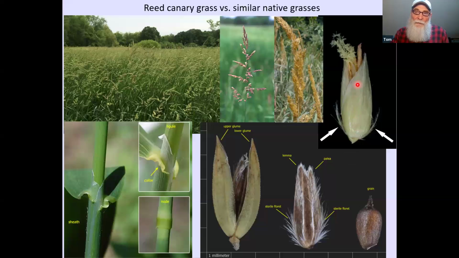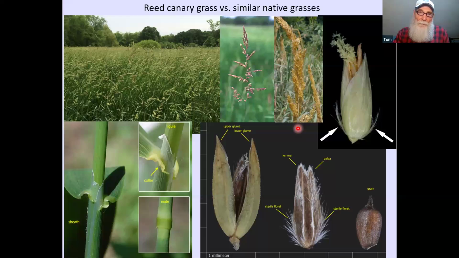Here we can see another picture from a different web source. Those two arrows are pointing to those two sterile florets, which are pretty easy to see if you just collect a little bit of an inflorescence and take it back and look at it under a scope. But we don't really want to have to do that. We want to be able to identify reed canary grass vegetatively if possible.